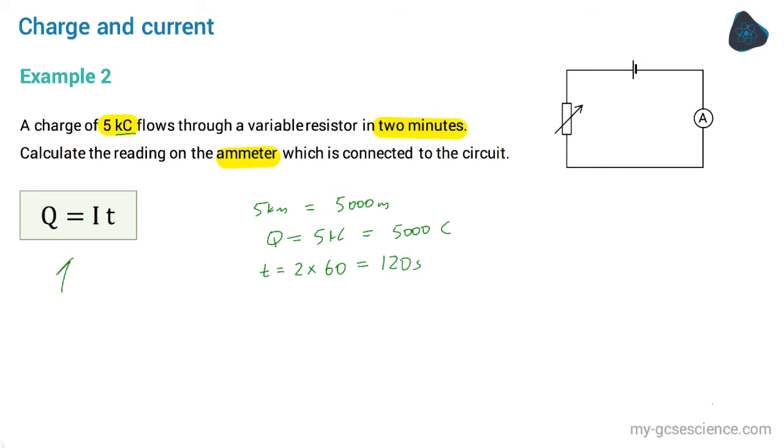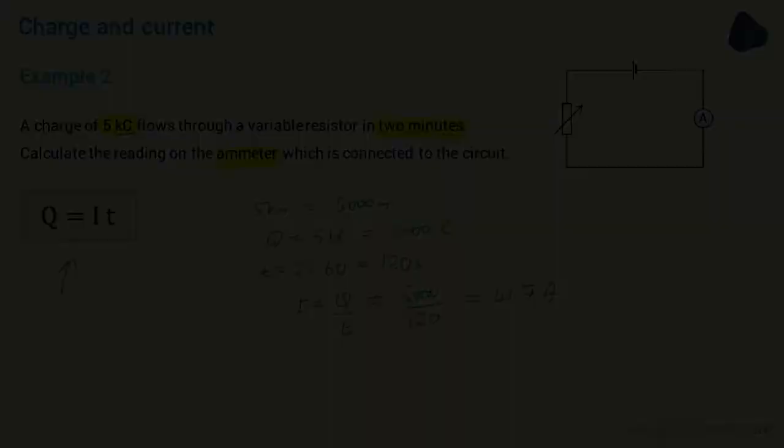And now, using either this equation or the formula triangle from the previous page, we make I the subject. So current I equals Q divided by T, which equals 5,000 coulombs divided by 120 seconds, which gives 41.7 amps for the current. Now that you're all experts in charge and current, let's go on to look at potential difference.